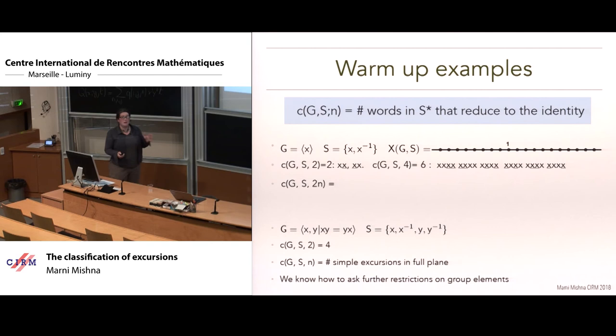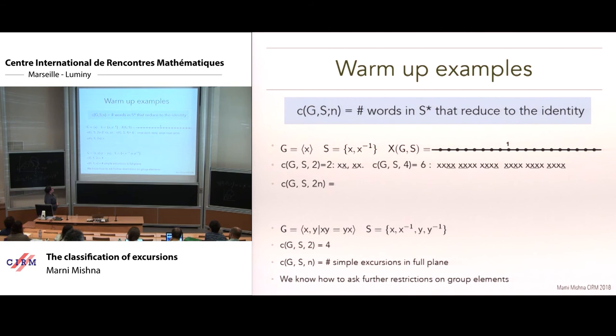So let me take a free group, and my generating set will be X and its inverse, which I've denoted here by X bar. So the Cayley graph, I can go either way. This one is labeled 1, x, x squared. So it's just the line. Which words can go to the identity? Well, I can go left and I can go right. So it's just excursions on this one-dimensional graph.